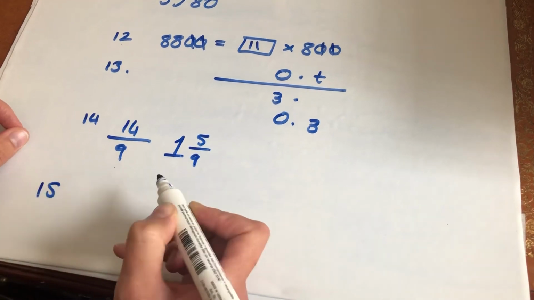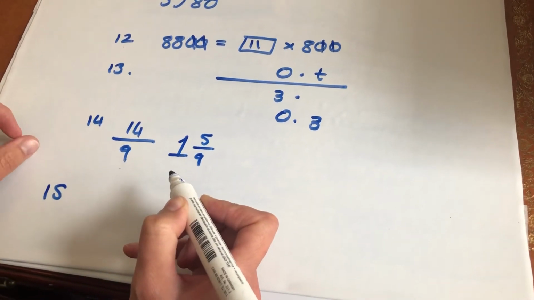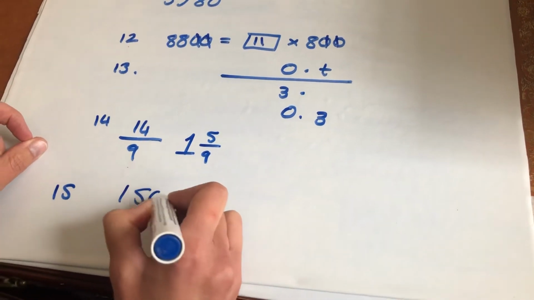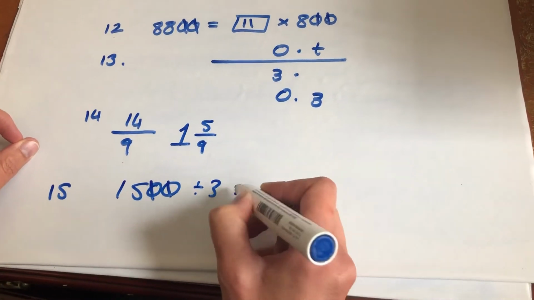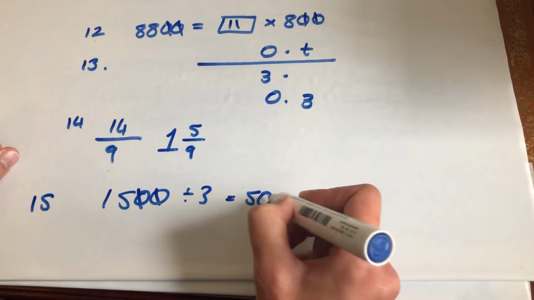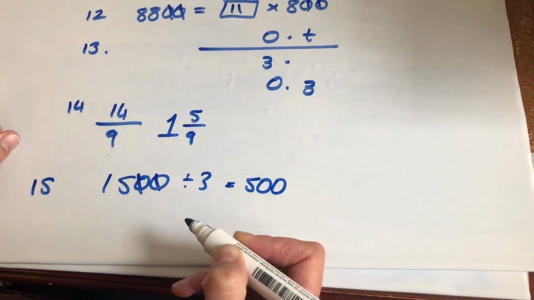Question 15. Something equals 1,500 divided by 3. Well, again, I'd get rid of my zeros. 15 divided by 3 is 5, and then put my zeros back on again, 500.